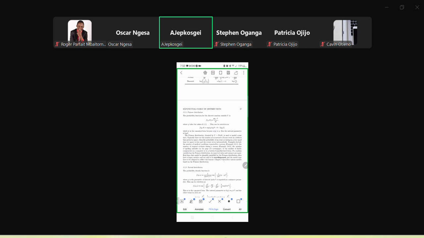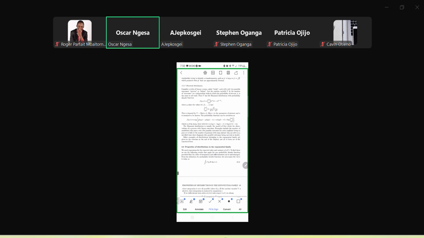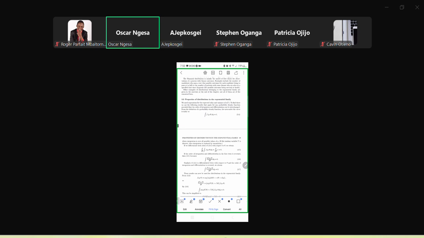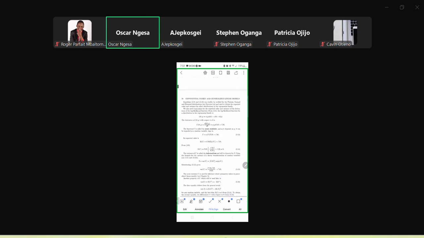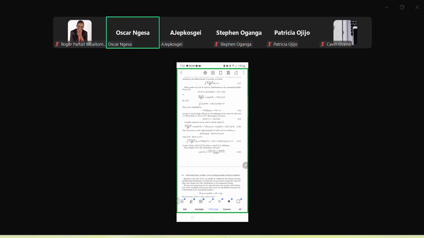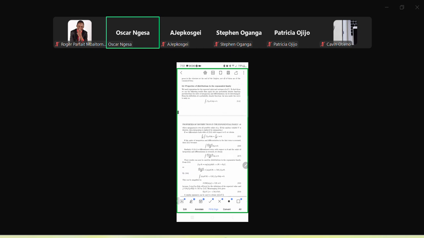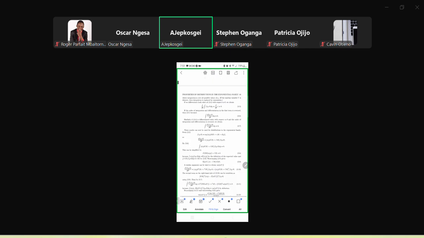It's showing here for binomial, it's showing there. Allow me to capture these properties in the next 10 minutes, then we break. Properties of distributions in the exponential family. Once you know that a distribution belongs to the exponential family, then there are some properties about it.